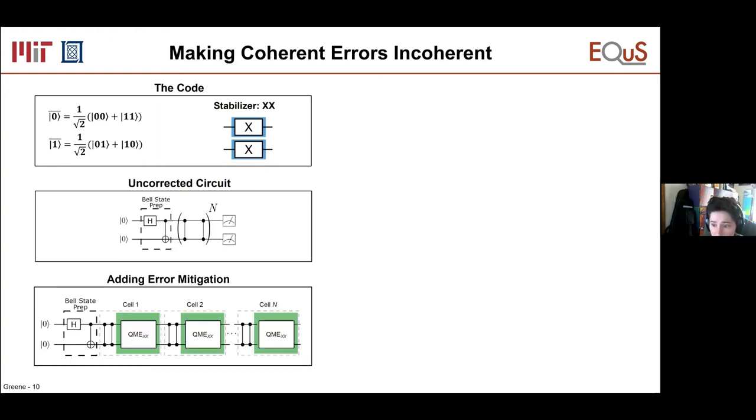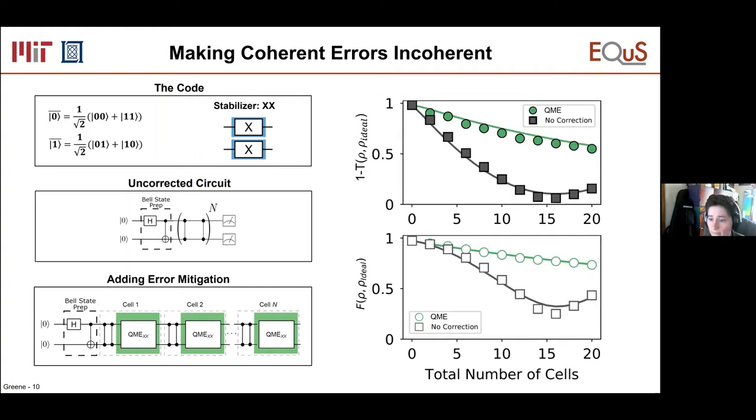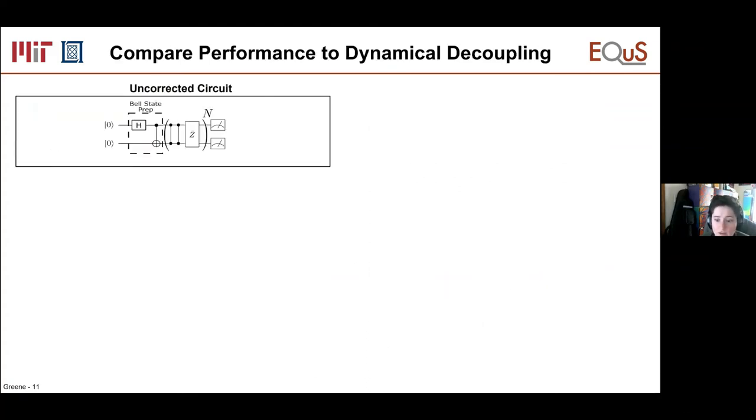And between every two gates, I'm going to insert a QME operation for error mitigation. And we can look at the effects of adding QME, both in terms of a trace distance on the top and fidelity on the bottom. And we see that the gray uncorrected trace has a drop and revival, which is characteristic of coherent errors, whereas the green trace with QME has a smooth monotonic decay, indicating that the coherent errors have been made incoherent. And the trace with QME has an overall improved performance, even though the circuit is longer.